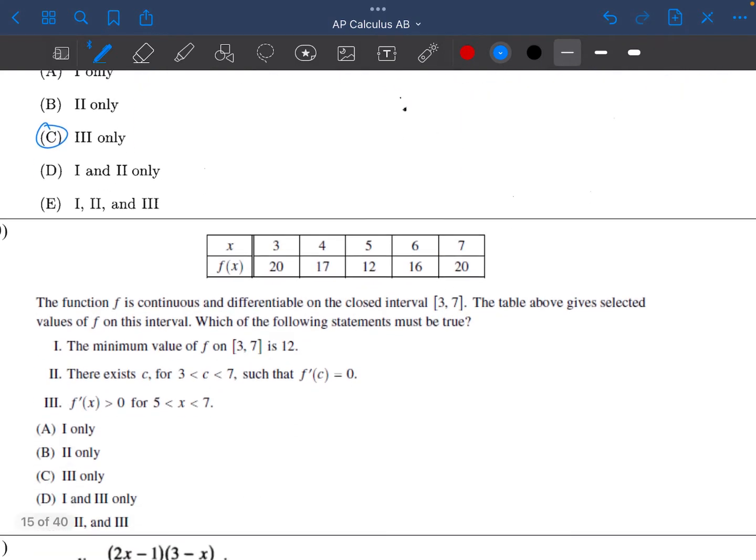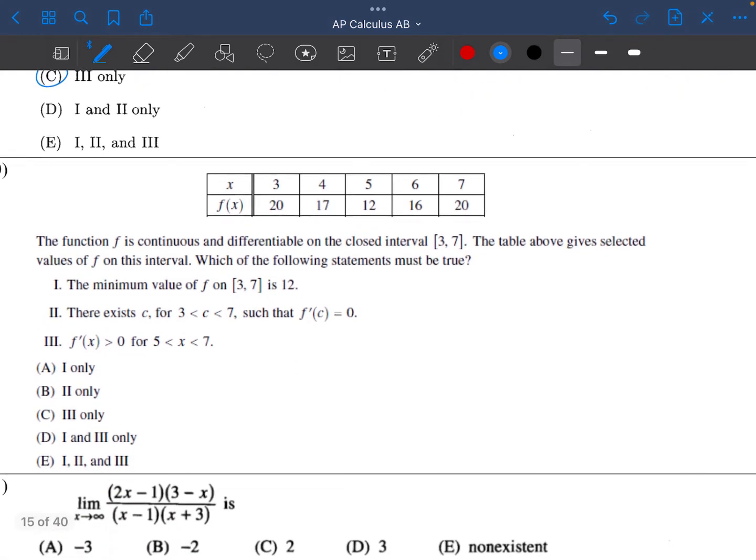Moving on to the next problem. All right, we got a table. And okay, I'm seeing these words continuous and differentiable, so I'm automatically, again, thinking of our IVT, EVT, and MVT theorems. Continuous unlocks IVT, differentiable unlocks MVT, and closed, okay, we've unlocked all the theorems. We can use any one that we want. The table gives selected values. Which of the following statements must be true? Okay, so we're doing true this time instead of not true.